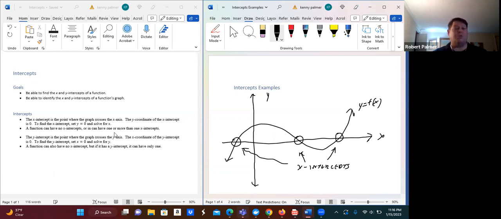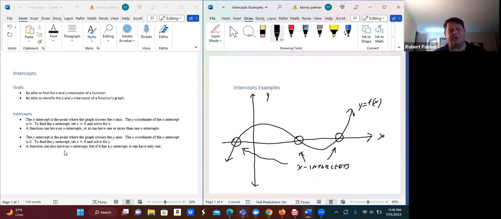Now, what about the y-intercept then? The y-intercept, in a similar way, is where the graph crosses the y-axis. We'll explain this more in a moment. It says the x-coordinate of the y-intercept is 0. So to find the y-intercept, if you're given the function or the formula for the graph, then set x equals 0 and solve for y.